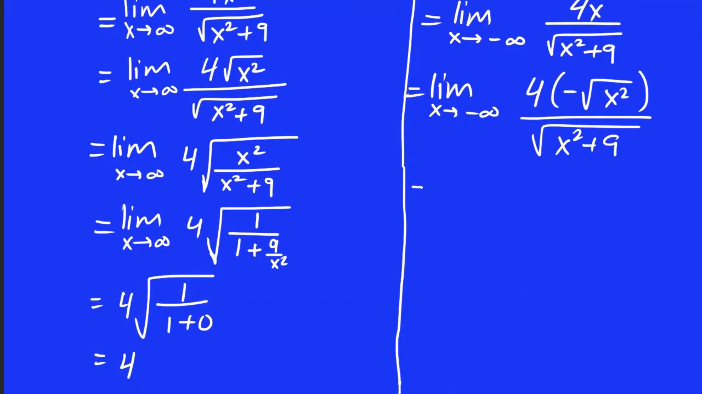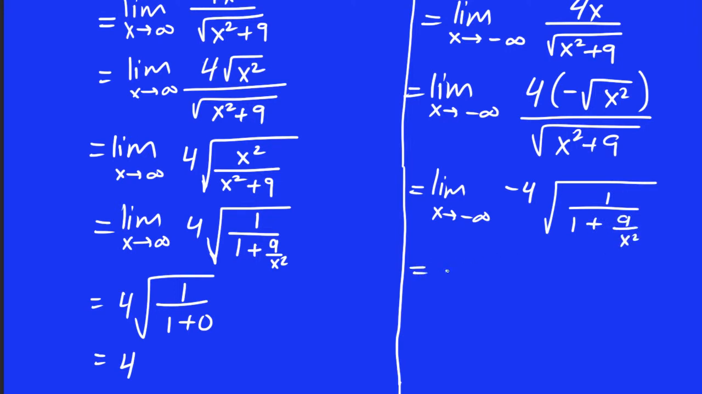All right, let's see what we get. Well, really, it's the same thing, isn't it? I just have a negative 4 in front. And then I have the root of x squared over x squared plus 9, just like here. I'll just skip that one step and do the algebra right away. And now I can do the limit. It's 1 over 1 plus 0. And that all works out to be negative 4.